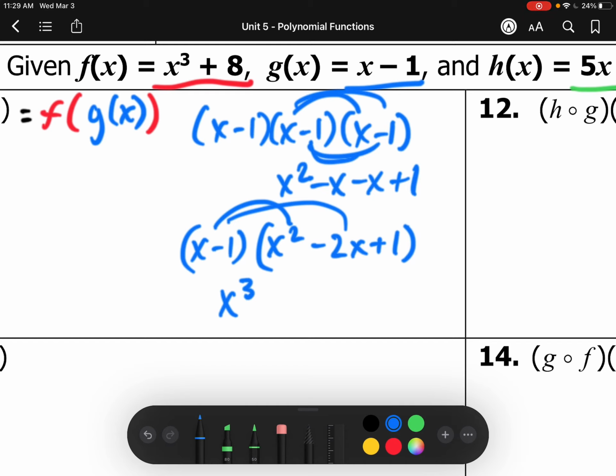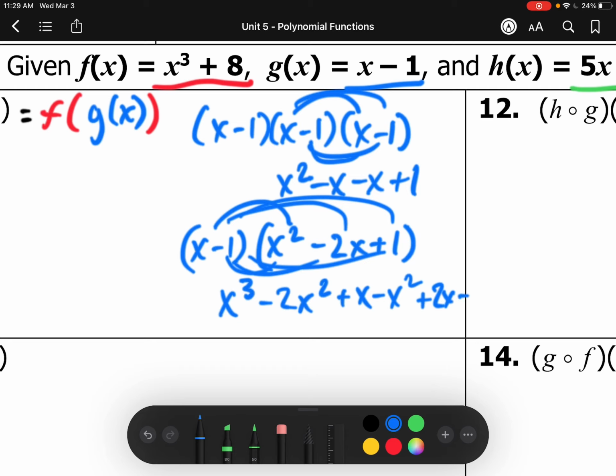X times negative 2x, which is negative 2x squared. X times 1, which is just plus x. Next, I'm distributing negative 1. Negative 1 times x squared is negative x squared. Negative 1 times negative 2x is positive 2x. And negative 1 times positive 1 is negative 1.